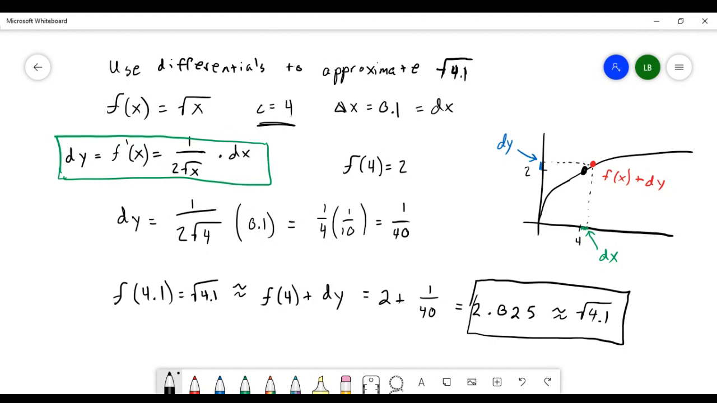And in case you're interested, the actual square root of 4.1 is 2.0248. So we were off by about 2/10,000ths, right? That is off by just 0.0002. That's a pretty good approximation. But does all of this make sense?